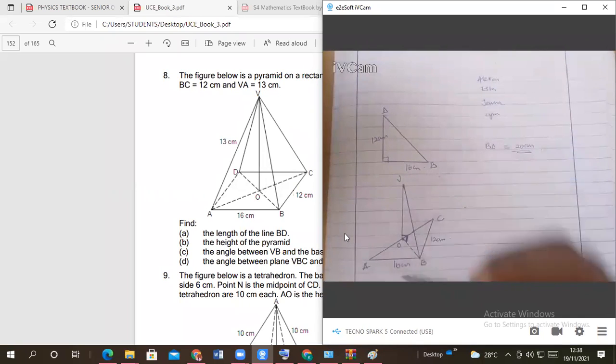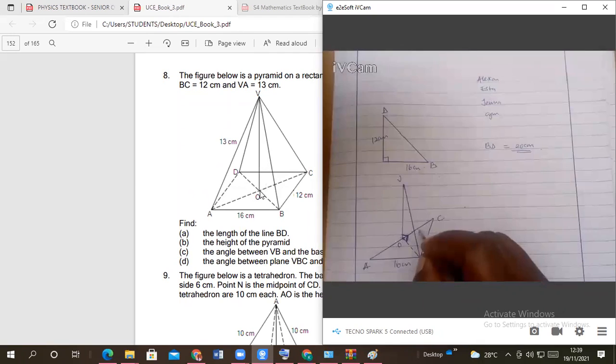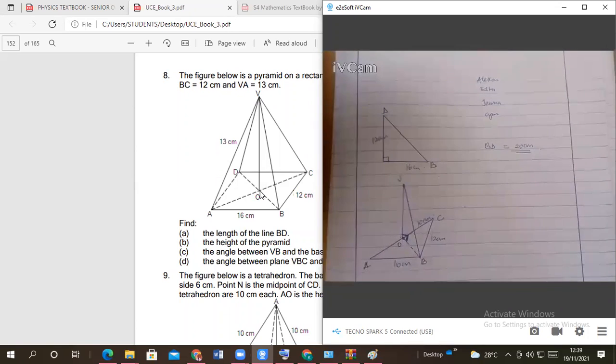She had to find the distance OB, using triangle OBC. Remember that this is a diagonal of the base. Because this is a rectangle, this diagonal is the same as the other diagonal, equal in length. So if this one was 20, this one is also 20. At the center, this side is 10 and this side is also 10 centimeters. And that's what she did.